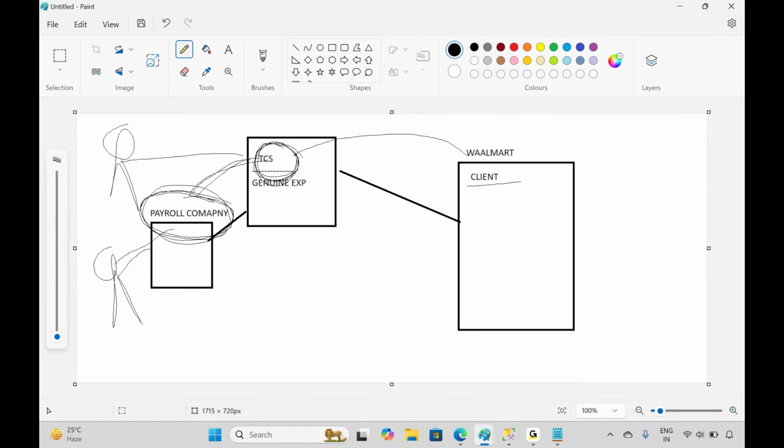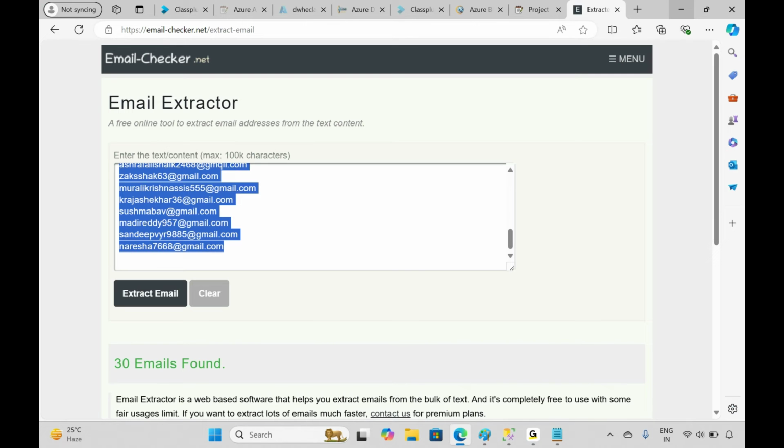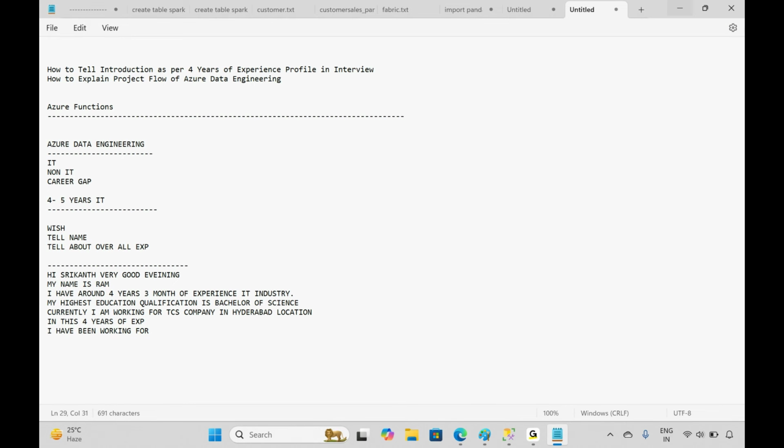Ideally, if you are working really through another payroll company, yes, you can. There are in the market some contract-based jobs or some other small payroll companies hiring you and assigning you to their client as well. For this payroll company, TCS is the client. For TCS, Walmart is the client over here. Okay, so simply you can tell them here I have been working for Azure Data Engineering.